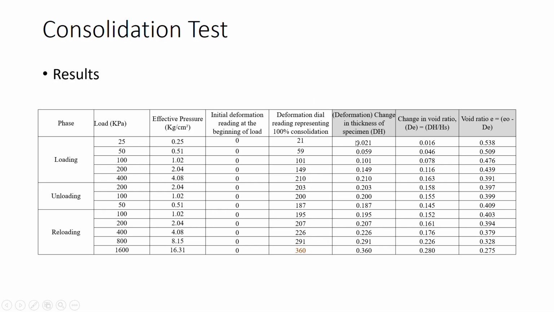Deformation, the change in thickness of specimen, can be achieved by multiplying the deformation dial gauge reading by the least count of the gauge. Change in void ratio can be achieved by dividing the deformation height by the height of solids. Void ratio can be found out by initial void ratio minus change in the void ratio.